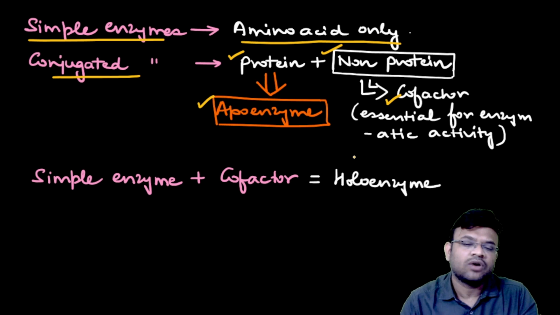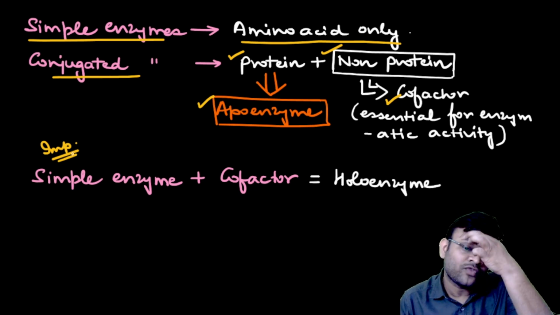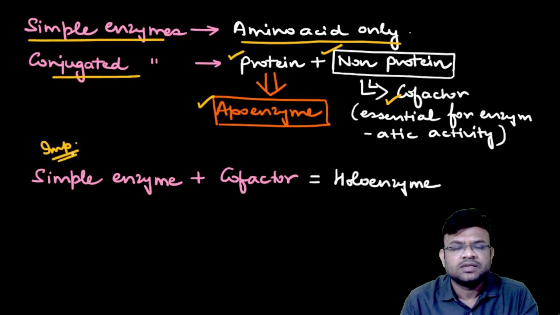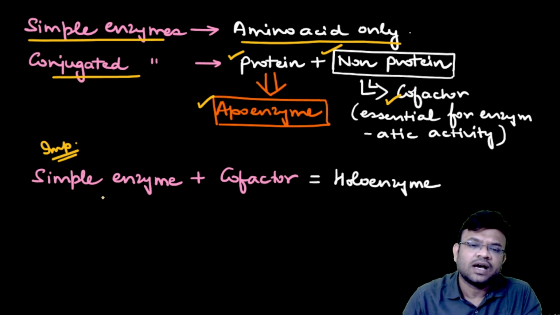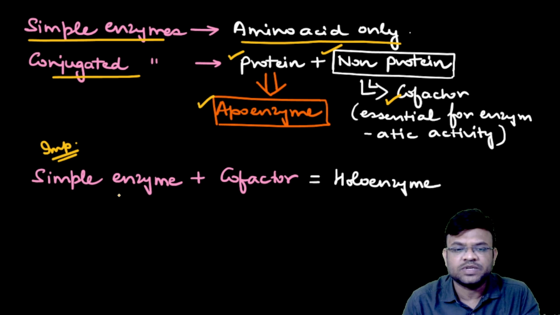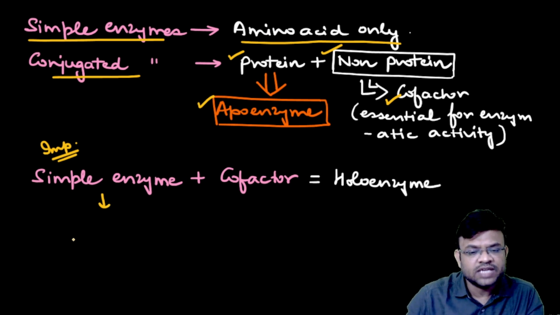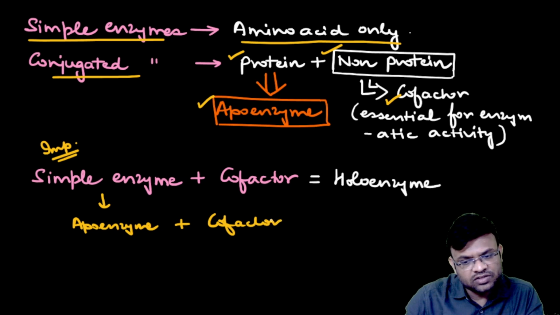Remember this. Now again, a very important term, this term has been asked on numerous occasions. Simple enzyme plus cofactor is called a holoenzyme. What do you mean by this? That means when a simple enzyme, that means the apoenzyme, is present and a cofactor is present, apoenzyme plus cofactor is called a holoenzyme.